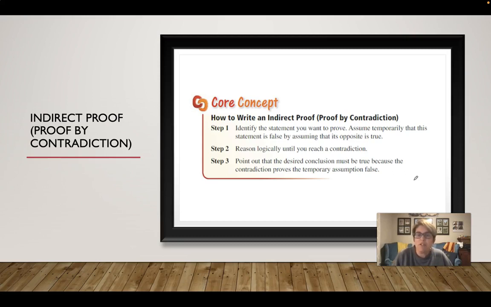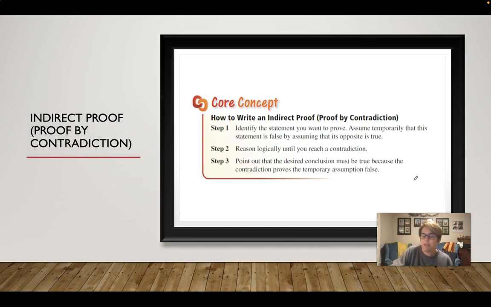Well, the first thing you do is you look at the statement that you want to prove, and you want to go ahead and assume the opposite of what it says. So if it says that 1 plus 1 does not equal 3, we're going to assume 1 plus 1 equals 3. Then you're going to use that assumption, and you're going to continue to use logic to come up with statements that would work until you finally reach something that contradicts what you were given to begin with. Then you simply point out what the contradiction is and say your assumption must be false.